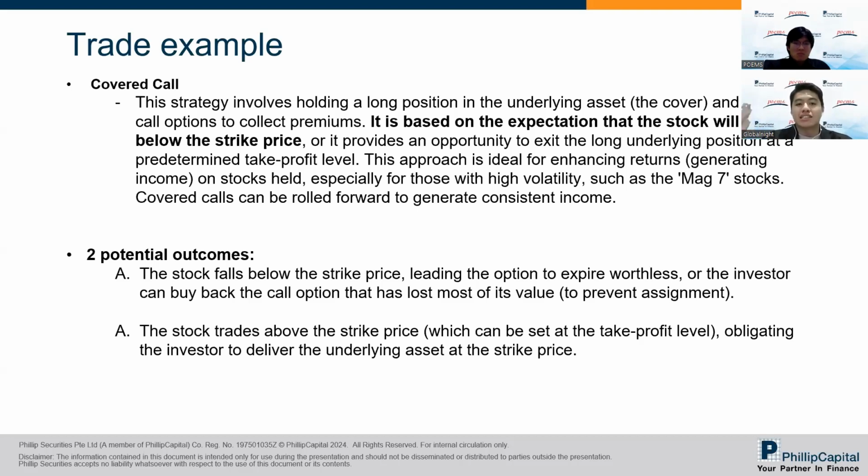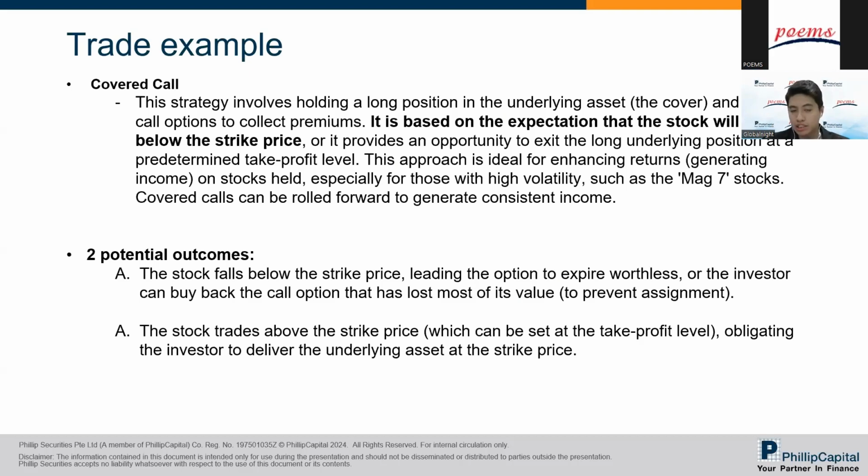First is the stock price falling below the strike price. In this case, there's no value to the call option, so there won't be any assignment. The buyer won't ask you to deliver the underlying shares. So you get to keep the entire premium. Then after the option expires, or you decide to close it at a lower price, you can roll forward. You can sell another covered call for another expiration date. This is one of the outcomes.